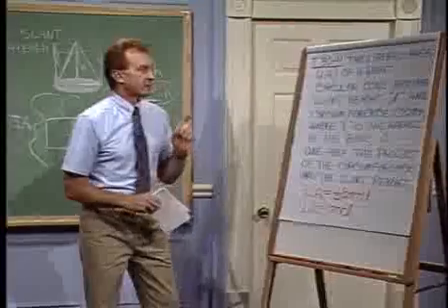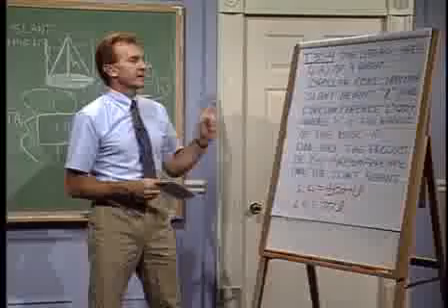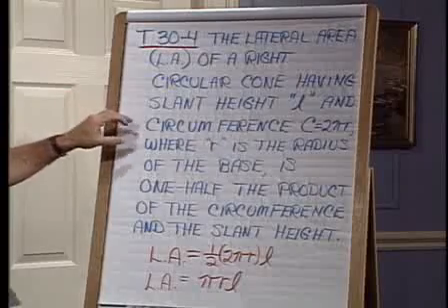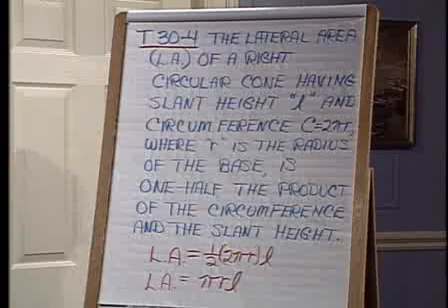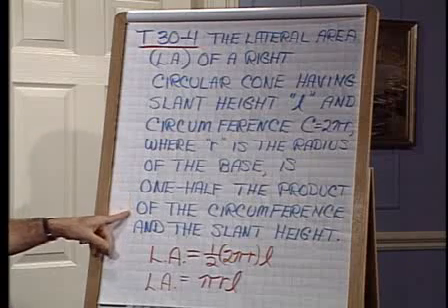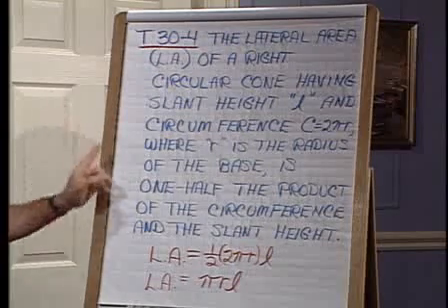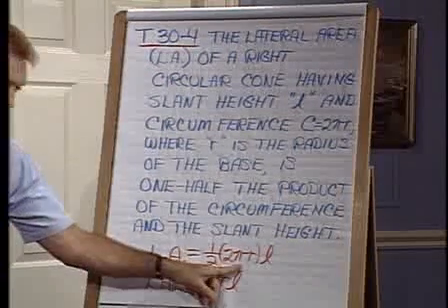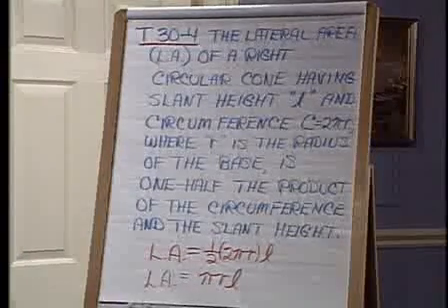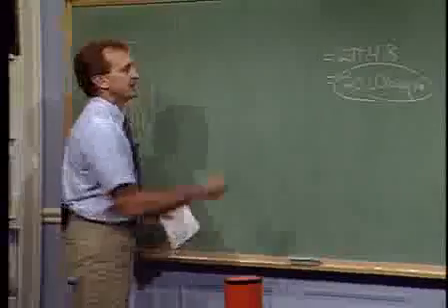The lateral area of a right circular cone. Now we go to the cone. The lateral area having a slant height L. See, we're going to use the slant height now. And the circumference C, which is 2 pi times the radius, where r is the radius of the base, is 1/2 the product of the circumference and the slant height. Okay. The lateral area then is 1/2 the circumference of the base of the cone times the slanted height. So then we get that condensed formula there down at the bottom of pi rL.